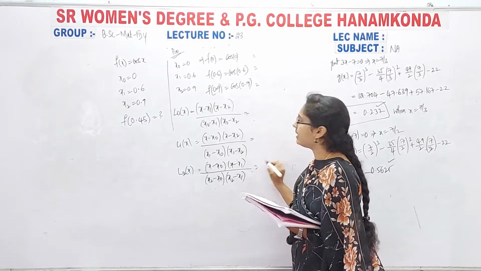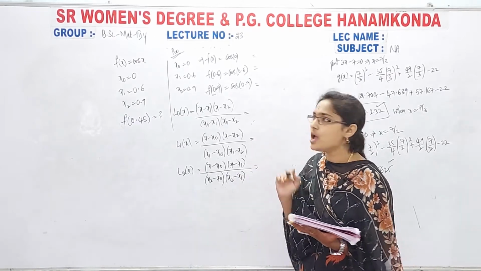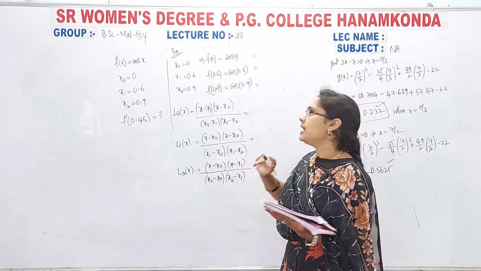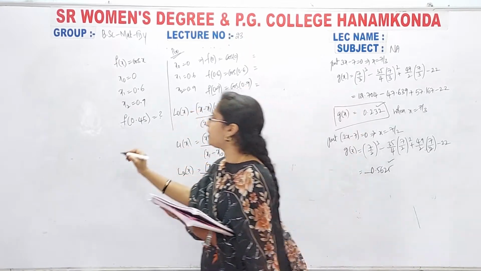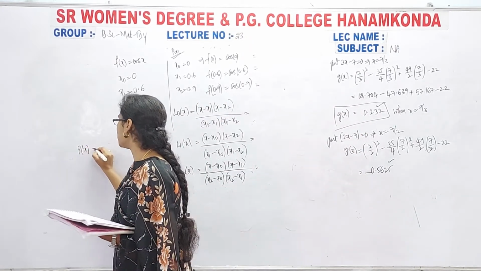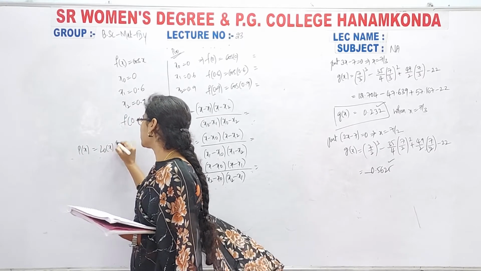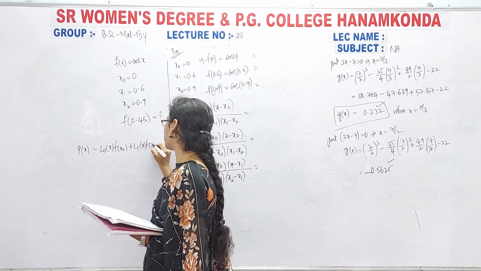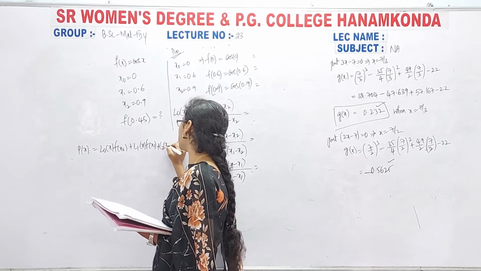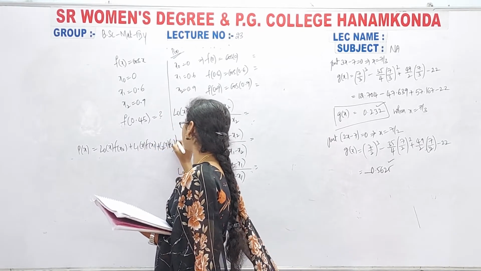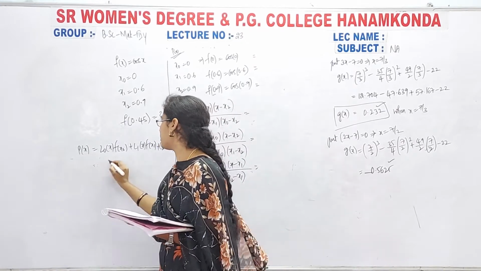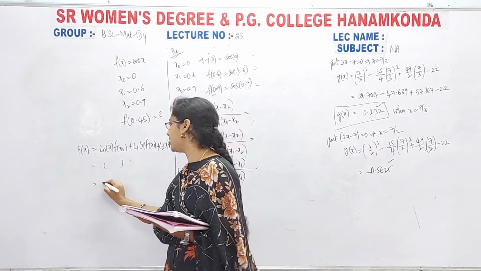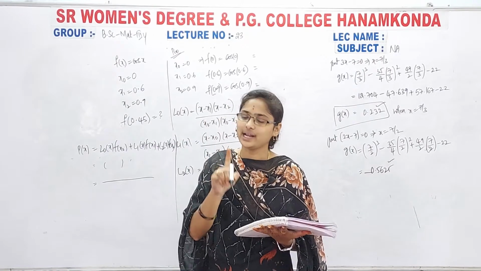Here you will get the values. Next, you have to calculate the polynomial equation formula: p of x is equal to L0 of x into f of x0 plus L1 of x into f of x1 plus L2 of x into f of x2. Now here you have to substitute the values, and finally you will get one polynomial equation.